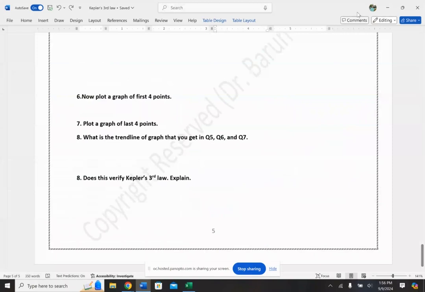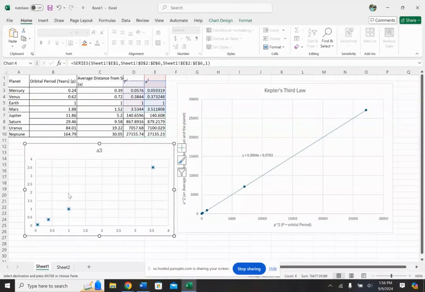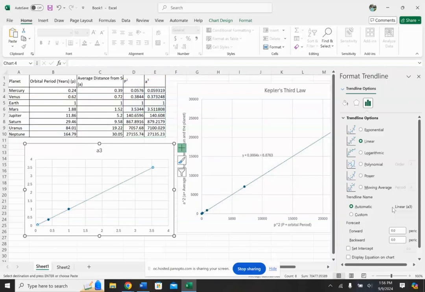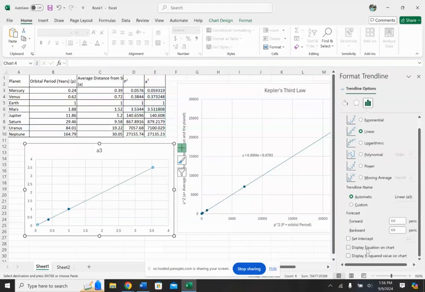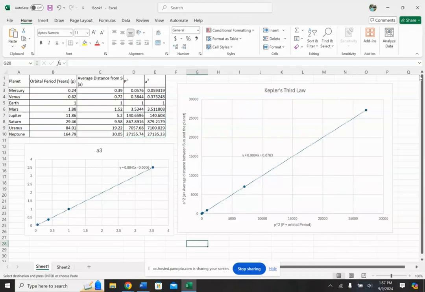And exactly the same way I fit the line here, you should be able to find the equation for this one too, or fit a trend line. Go to the trend line and then go to the more option. Make sure that you select display equation. That's how you get it. Okay, so the outcome of this activity is that the square of the orbital period is equal to the cube of the average distance between the sun and the planet. So it very much verifies Kepler's third law.